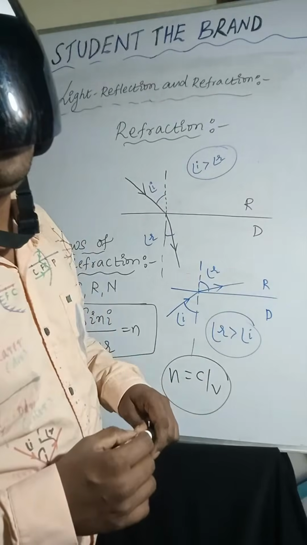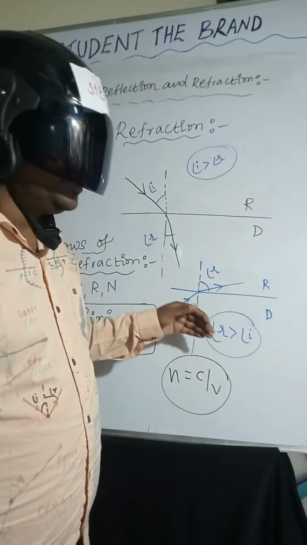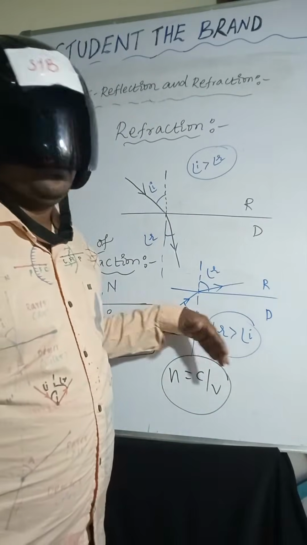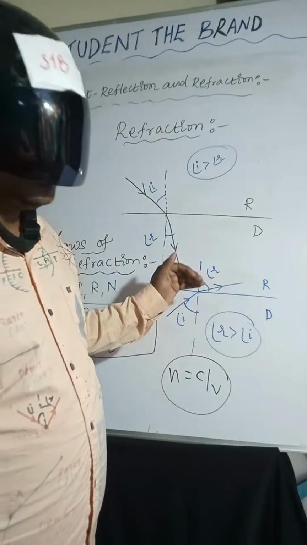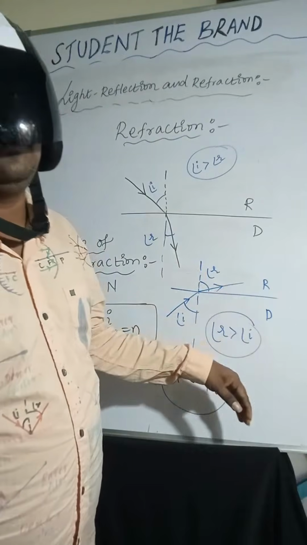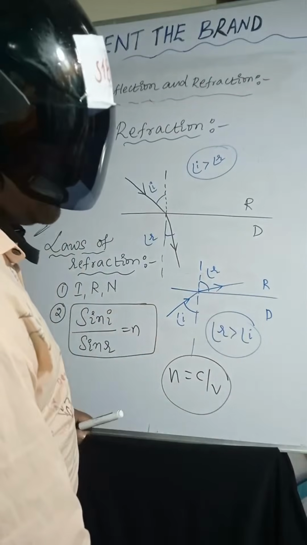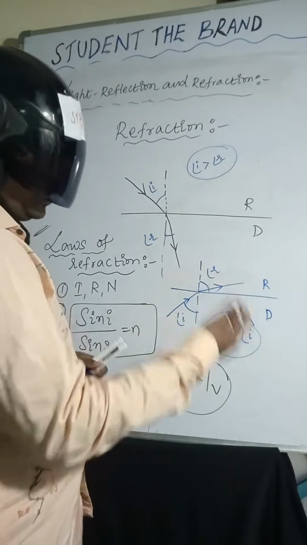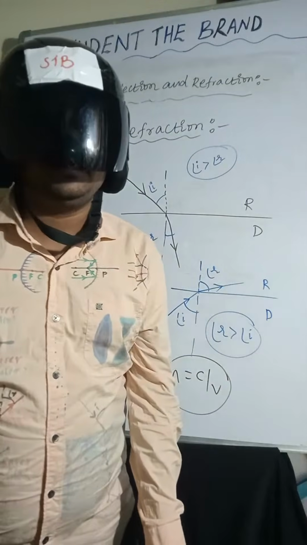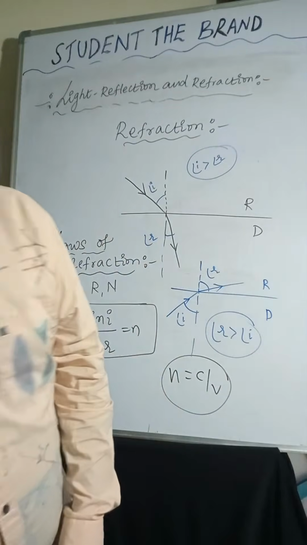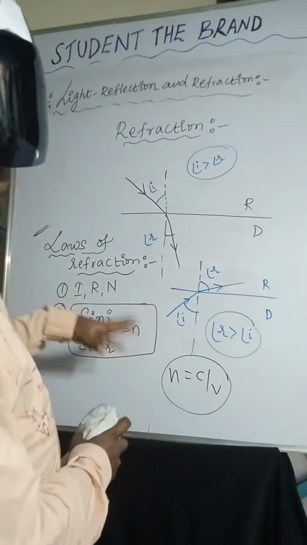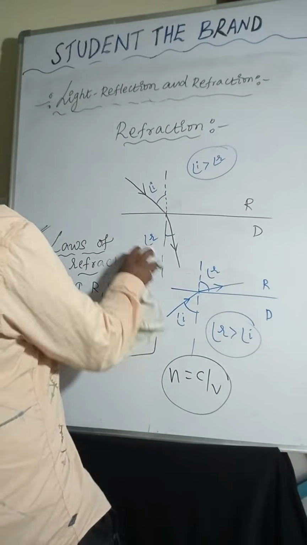What is absolute refractive index? The ratio of the speed of light in vacuum to the speed of light in the medium is called the absolute refractive index. Coming to relative refractive index, I will explain it. Make sure you are following these points, very important points.